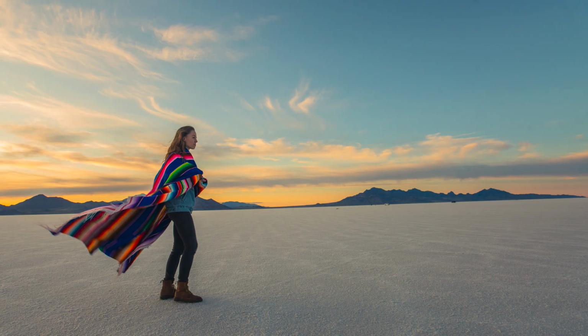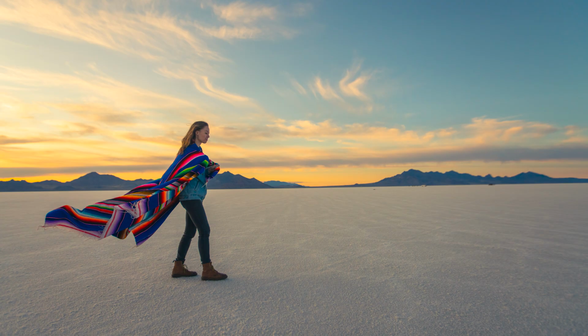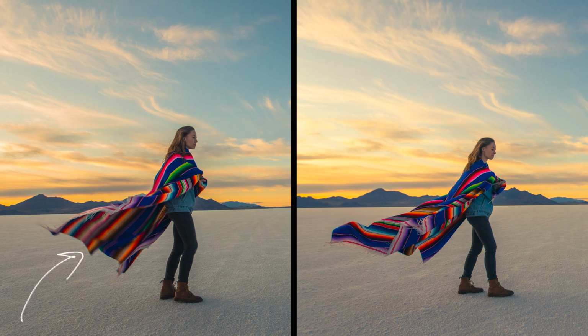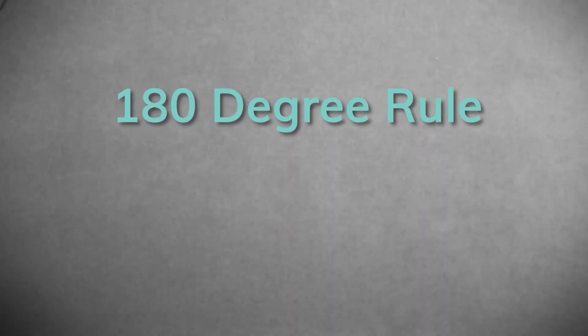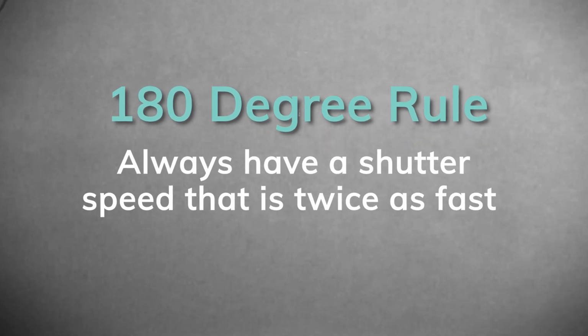Here's an example of an image I shot at a shutter speed of 50. Now here's the same clip at a shutter speed of 2000. This one obviously has so much more motion blur, and this one is just super crisp and clear. In the filmmaking world, we're constantly trying to mimic the human eye because it helps the viewer immerse themselves in our videos. So to copy the amount of motion blur we see with our eyes, the guideline we use as filmmakers is called the 180-degree rule, which is to always have a shutter speed that is twice as fast as your frame rate.